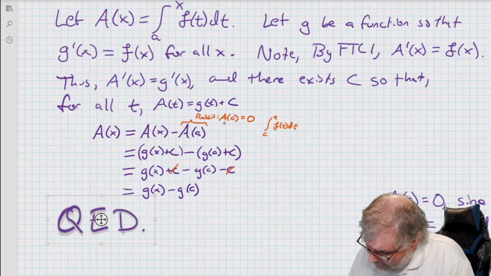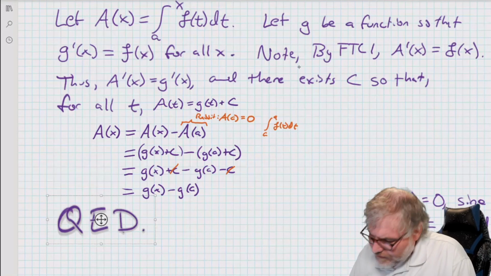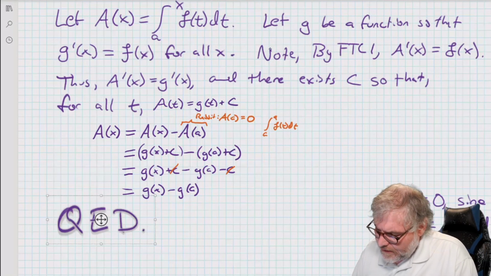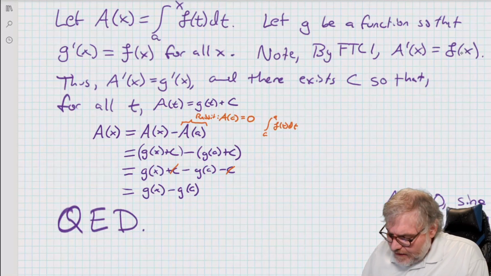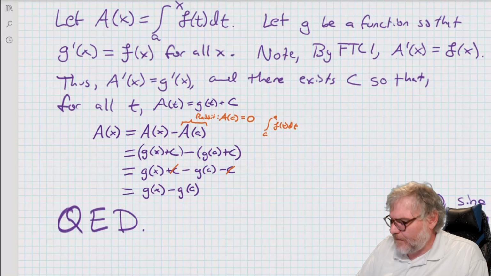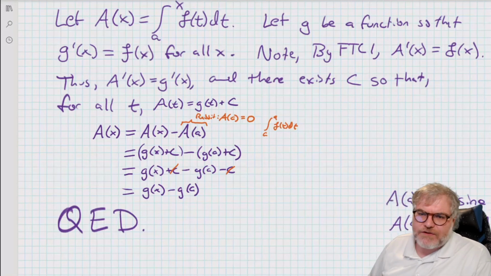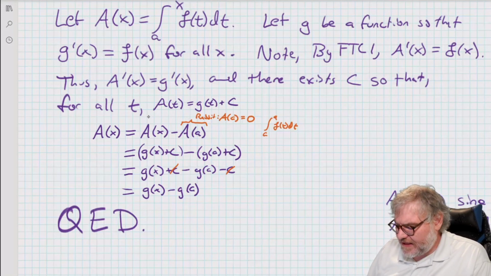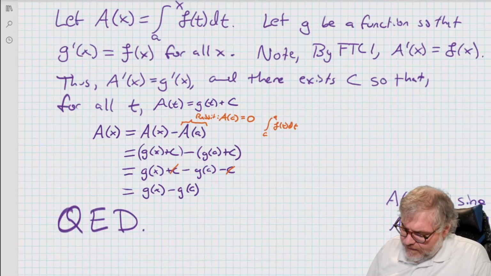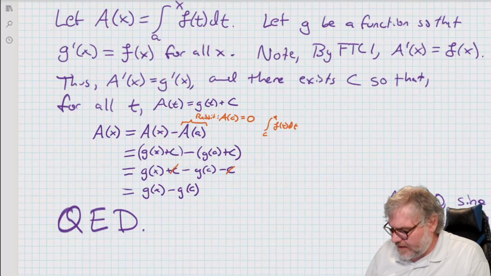All you need is the fact that A prime of x equals f of x, which is where I used FTC 1. And then you need the fact that if g prime of x equals f of x and A prime of x equals f of x, then there's some c so that those two are just vertical shifts of each other. There's some c so that for any t, A of t equals g of t plus c. And then all you do is subtract the rabbit in this case.